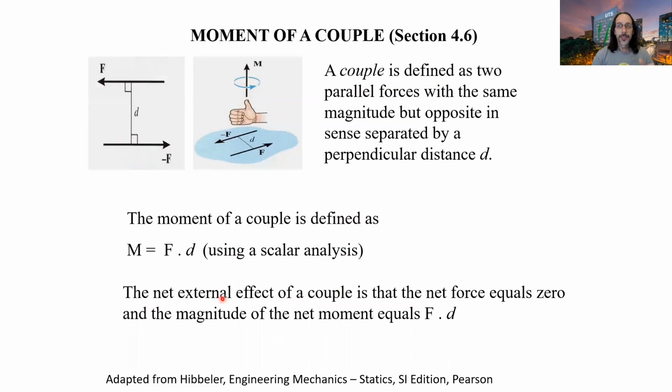Okay, so the other thing to note here, and a very important thing to note, is that the net external effect of a couple is that the net force is equal to 0. Because these two forces are equal and opposite, same magnitude but opposite in directional sense, the net force is equal to 0, and the magnitude of the net moment, as we've just discussed, is equal to force times the distance between.